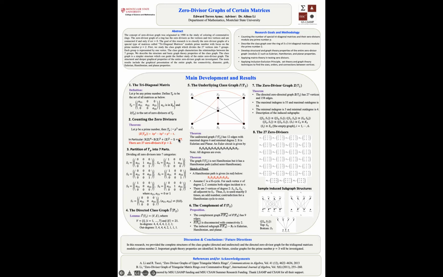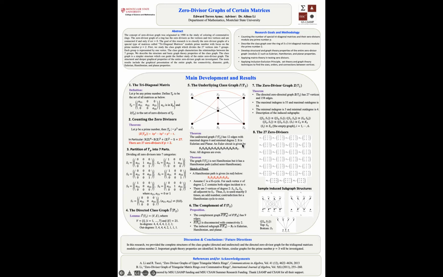Next, we partition T_P into 7 parts. We did this because we focus mainly on the main diagonal, where if one of the entries is 0, then the matrix will produce a zero divisor. In S7, we include a condition because we want to make sure that the matrix in question is not 0 itself, because that's part of the condition of this research. Here is the underlying graph that we developed from those partitioned parts.